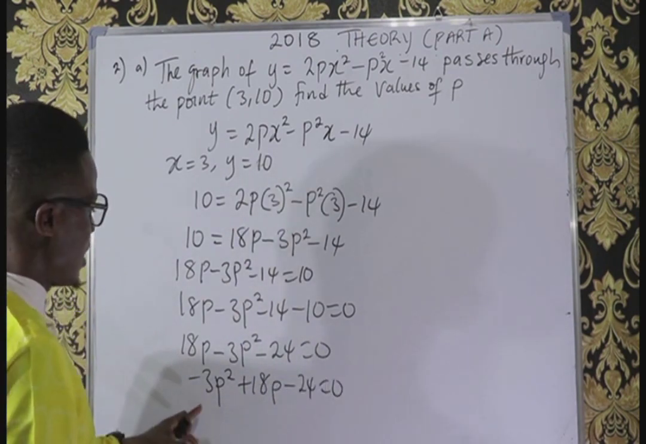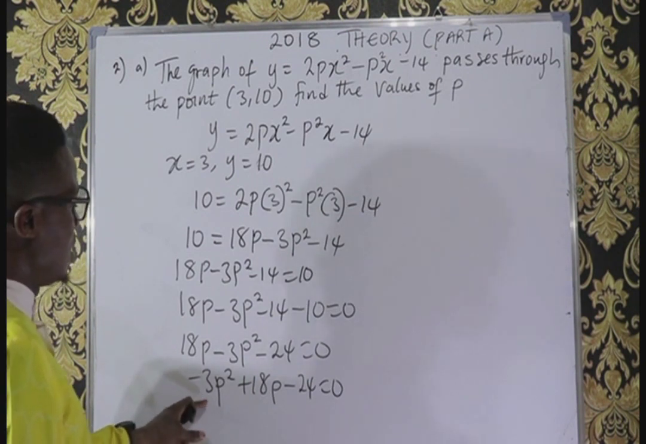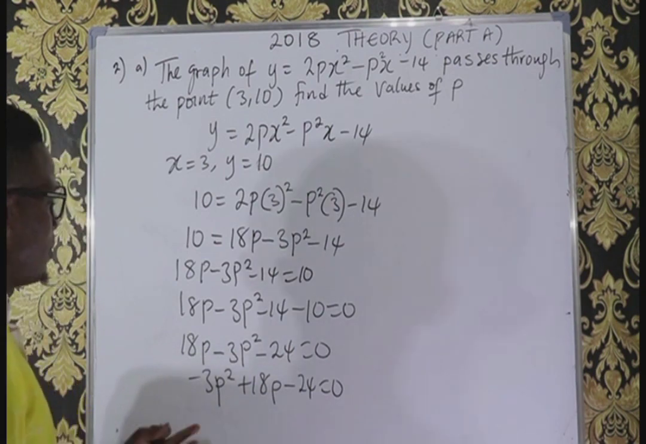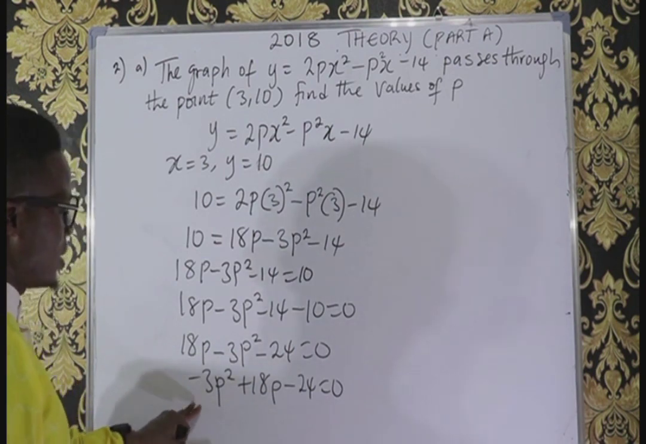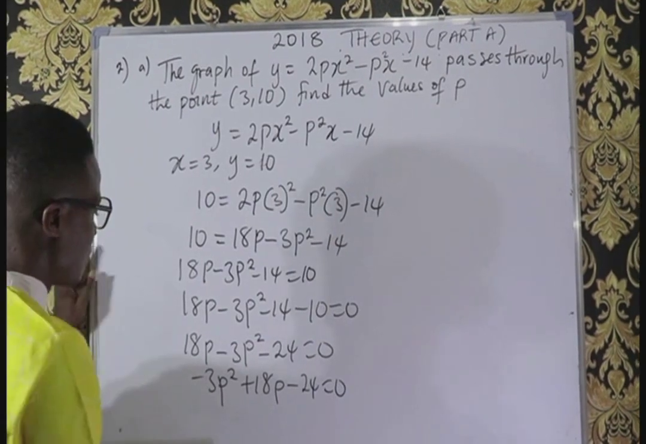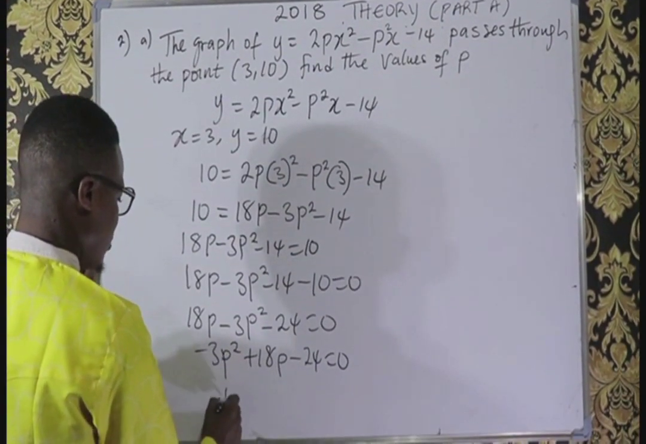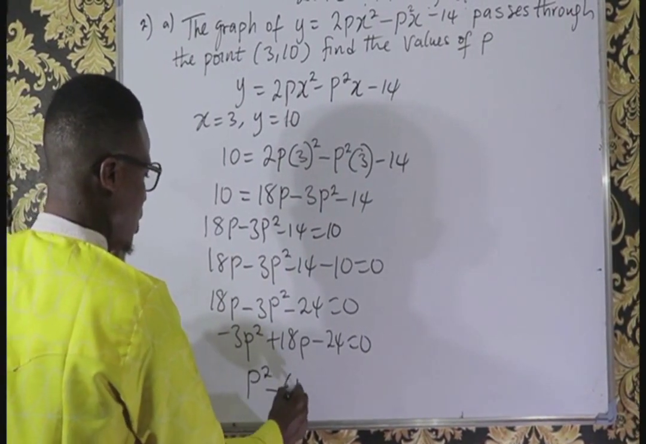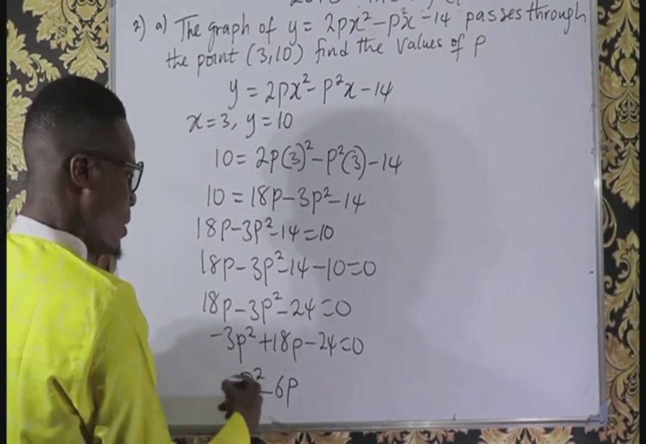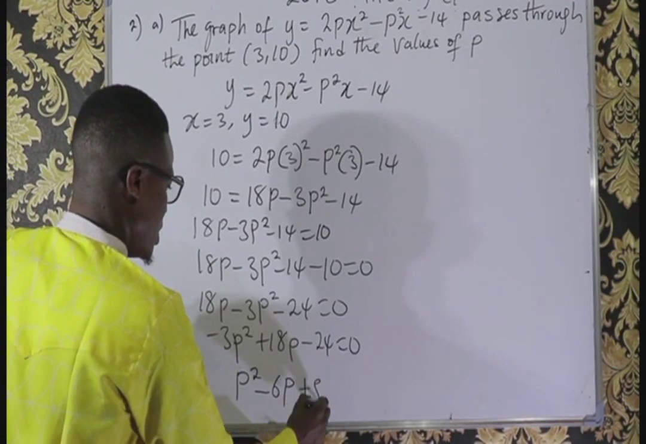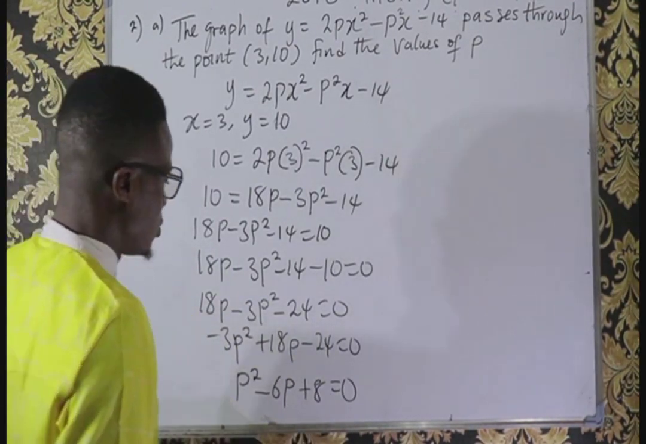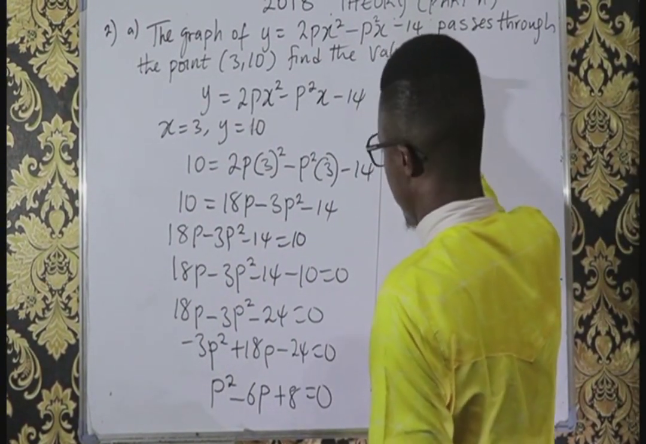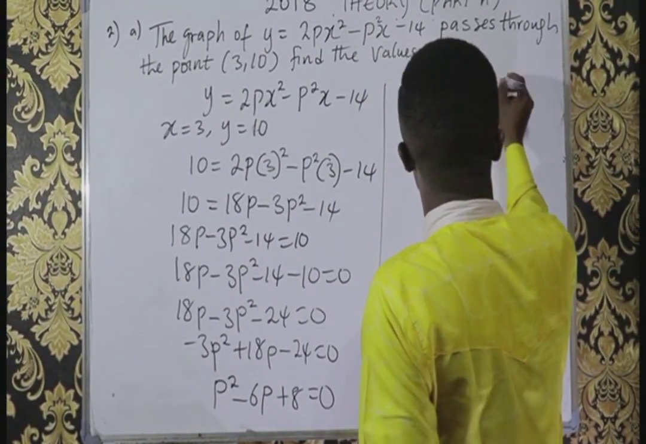I can divide everything by 3, since 3 is the coefficient of p squared and 3 can divide everything here. Or better still, I can divide everything by minus 3 so that this negative sign goes away. If I divide minus 3p squared by minus 3, I'll have just p squared. Divide 18 by minus 3, I'll have minus 6p. Divide minus 24 by minus 3, I'll have plus 8 equals 0. So to solve this resulting quadratic equation, we have p squared minus 6p plus 8 equals 0.